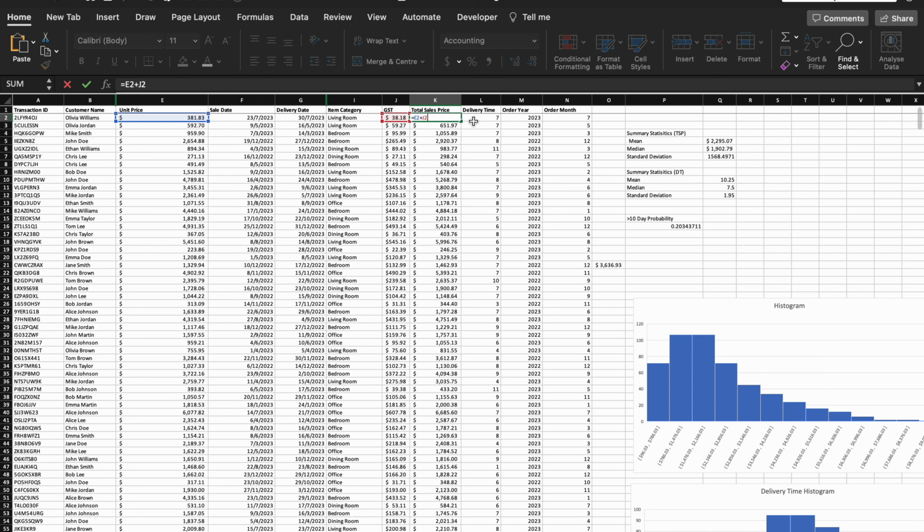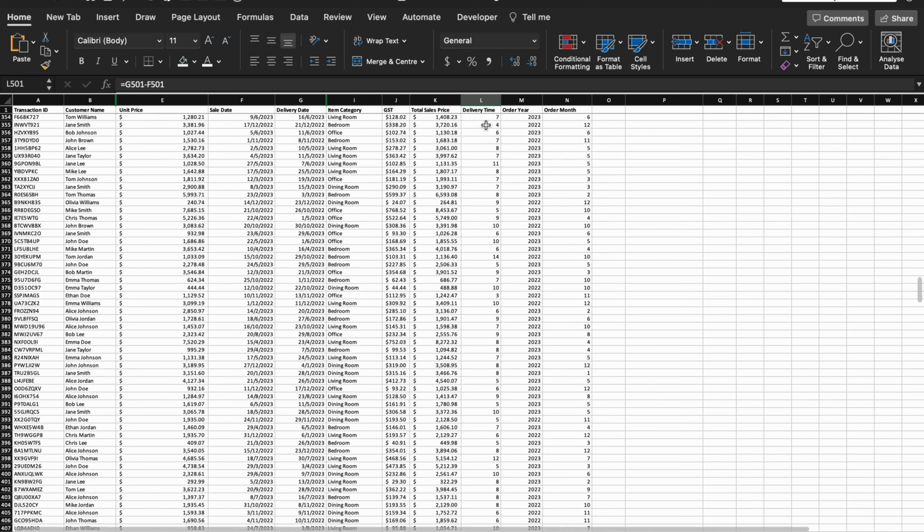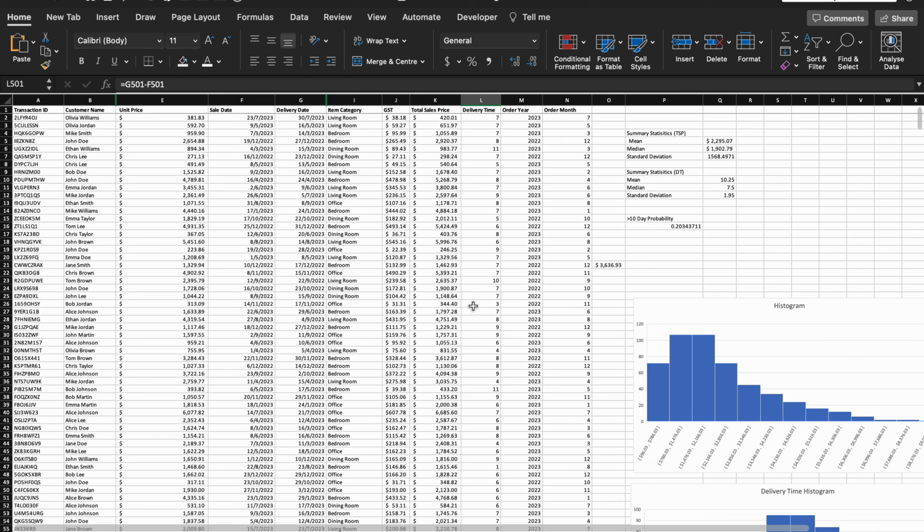And then delivery time, made this column too. It's just the delivery date minus the sales date. Or sorry, the sales date minus the delivery date. And that gave the amount of days that it takes for it to arrive.